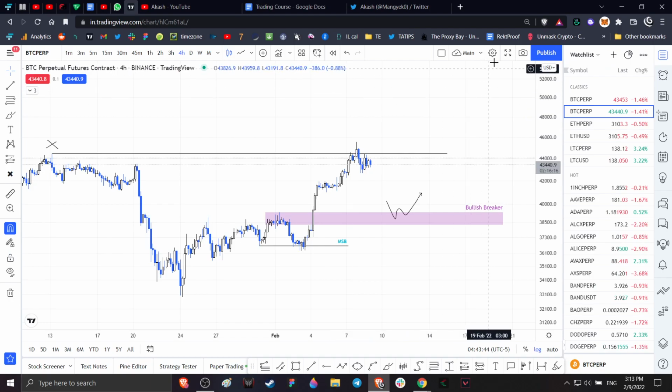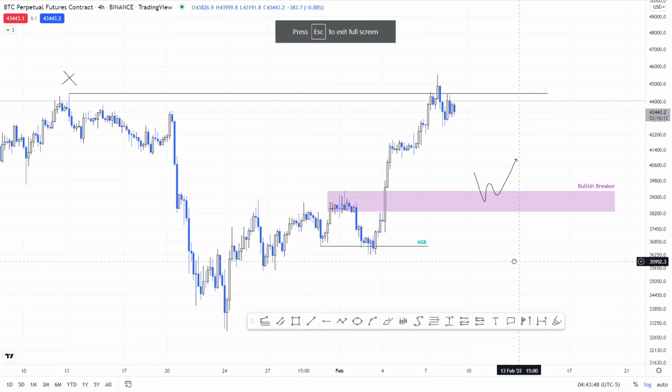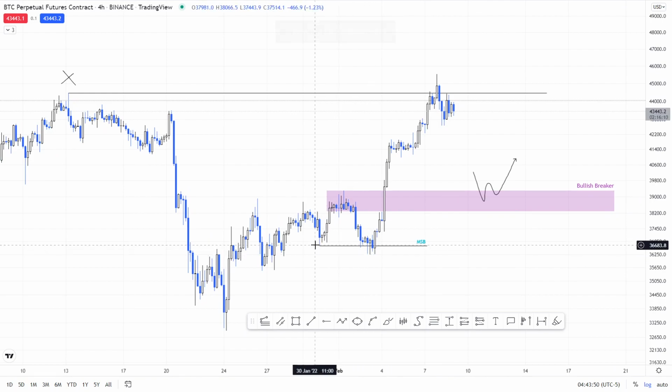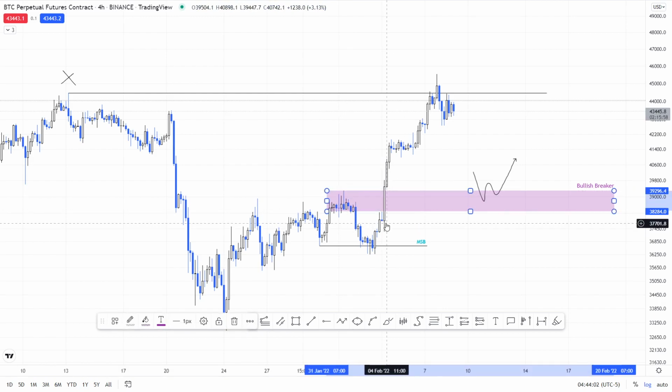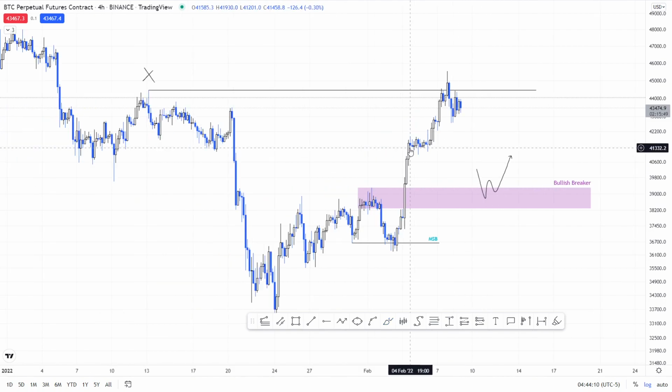Back to what's happening here, we've seen a lower low form here on 30th Jan and somewhere around 3rd Feb. This lower low, we mark out the demand zone here. So the price has already breached through this demand zone, flipping it into a bullish breaker. All we are waiting for now is a retest of this bullish breaker so we can enter long.